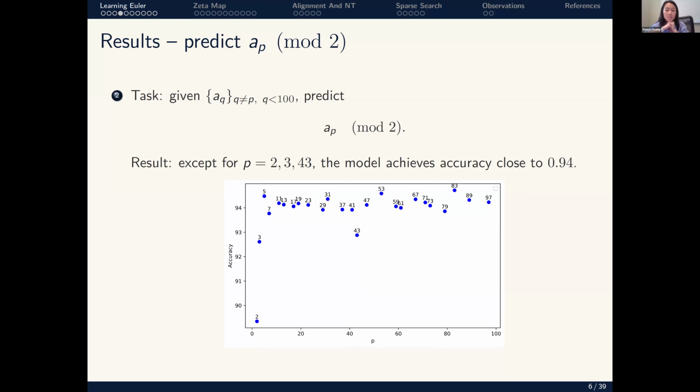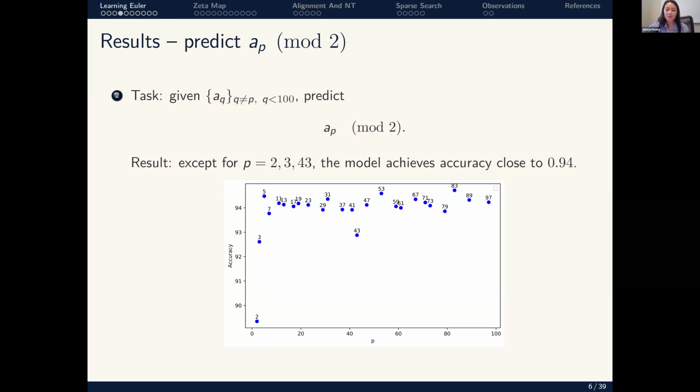Indeed, this is much easier for the model. The result was that except for when the target prime is 2, 3, and 43, the model achieved accuracy close to 94%. That's a much nicer result conceptually. I always get asked this question: what's wrong with 43? Because 2 and 3 are small primes. During those times, I always say, I don't know.